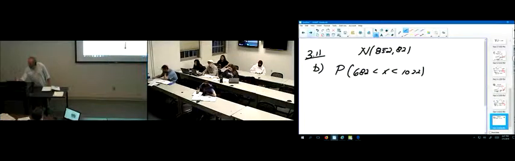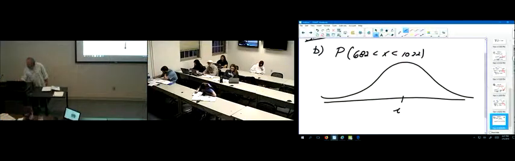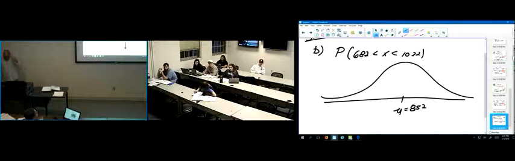Now, this might be where you might have to draw a few pictures for yourself. What does this look like? Here's your normal distribution. Folks, am I going too fast? Johnson City, am I going too fast? Are we good? You can talk to me as you go.